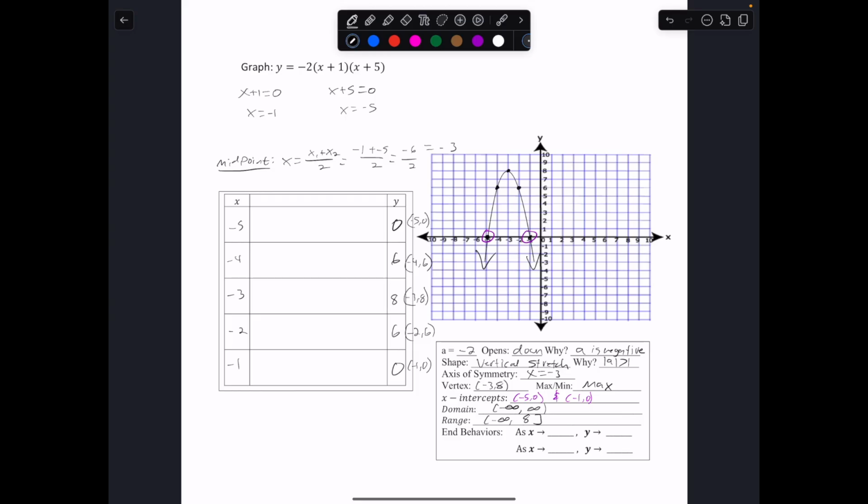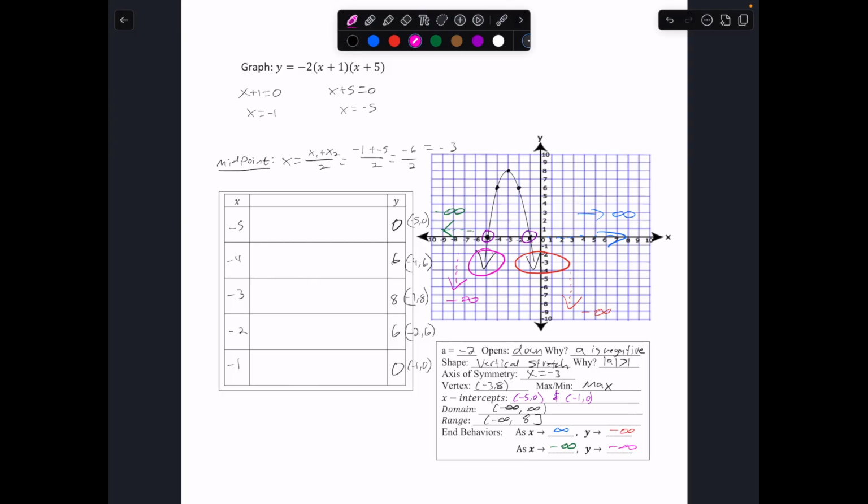And then our end behaviors. If we go to the right forever, that will be infinity. So we want to know, as we go to the right forever, what's the right side of the graph doing? Well, that is going down forever, so that will be -infinity. So the right side end behavior: as x approaches infinity, y approaches -infinity. Now let's do the same thing on the left side. As we go to the left forever, that is -infinity. We want to know what's going on on the left side of the graph. Well, that is also going down forever, which is -infinity. So the left side end behavior: as x approaches -infinity, y approaches -infinity.